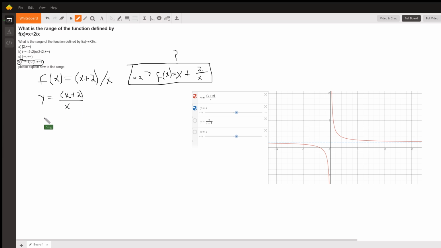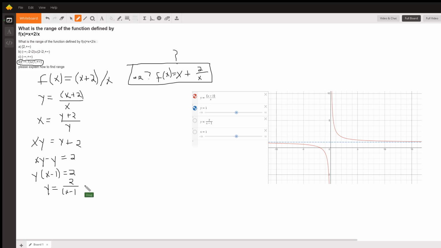Well, the standard technique is to interchange x and y, and then solve for y. By the way, we make note that x equals 0 is not in the domain of f because you can't divide by 0. But if I want to solve this equation for y, I might do something like this. Multiply both sides by y. Subtract y from both sides. Factor out the y. And then divide both sides by quantity x minus 1.